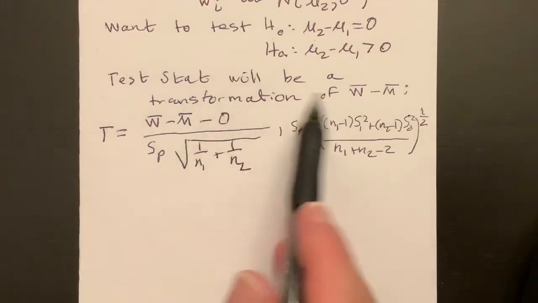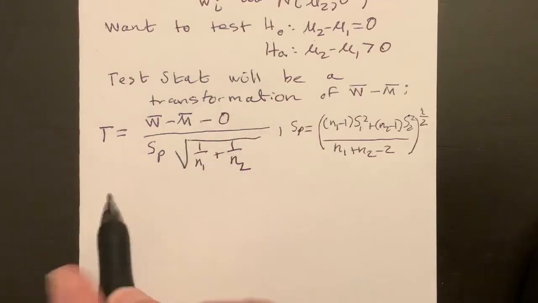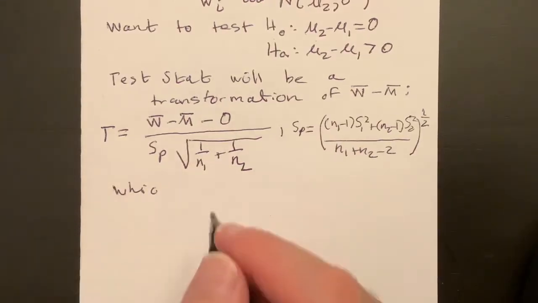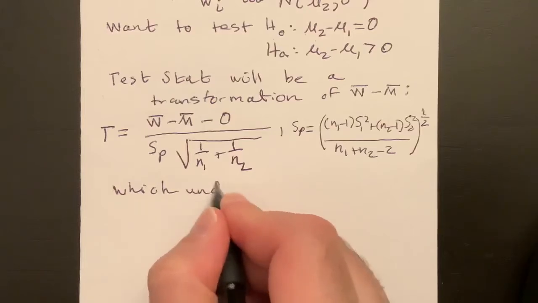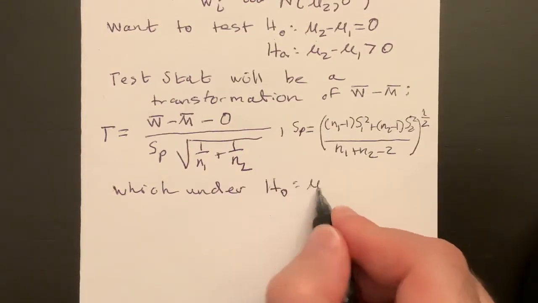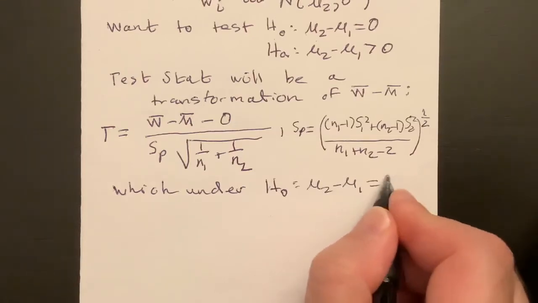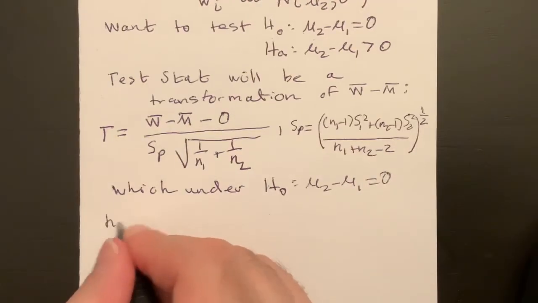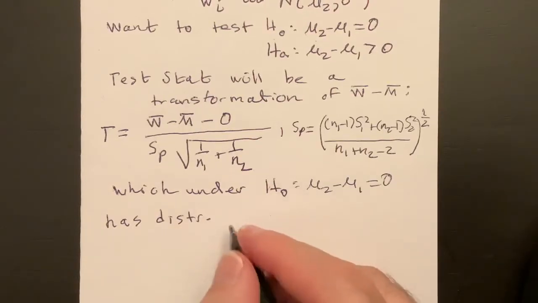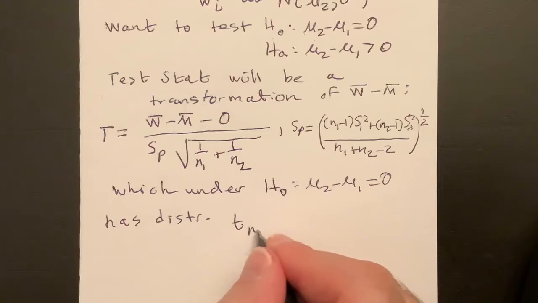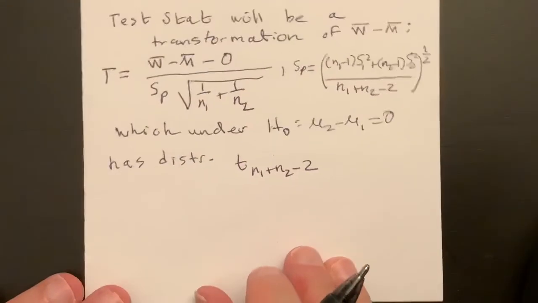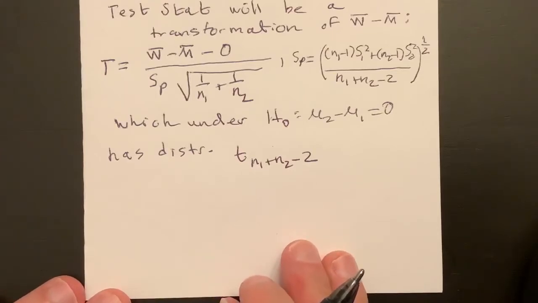So the test statistic will be this, which under H0, mu2 minus mu1 equals 0, has the distribution t with n1 plus n2 minus 2 degrees of freedom. We'll show this after we do the example. Okay?